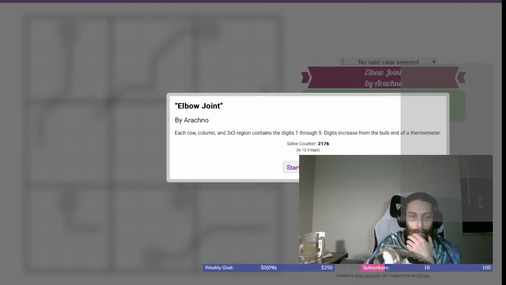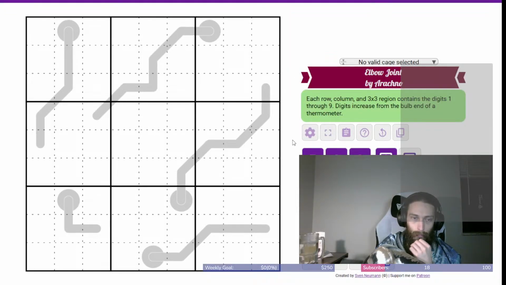Elbow Joint by Arachno. Each row, column, and 3x3 region contains the digits 1 through 9. Digits increase from the bulb end of the thermometer. So that's it.